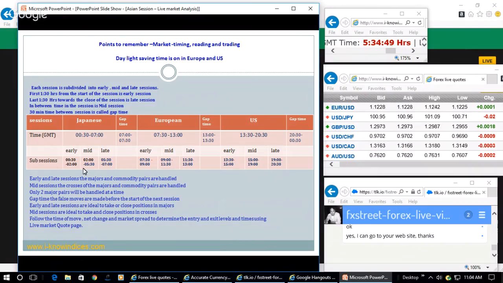Now these are all the market timings. Early Japanese, late Japanese, they handle the majors, and mid Japanese session, they handle the crosses. 5:30 onwards, the late Japanese session starts. You can see suddenly they will make quick moves in the case of majors. You'll be able to really understand when those times come, they reverse the market trend. Then you'll understand how precisely they follow these timings.